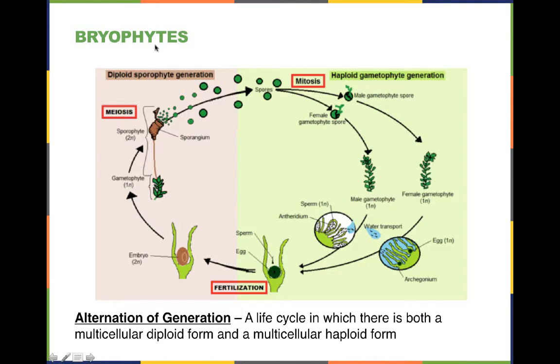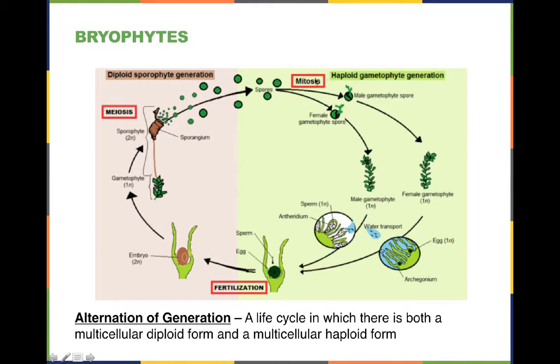Now, the simple non-vascular plants, such as bryophytes, which is a fancy word for moss, go through something called alternation of generation. The alternation of generation is a life cycle where you have both a multicellular diploid form and a multicellular haploid form. Remember, diploid is 2N chromosomes and haploid is 1N chromosome.